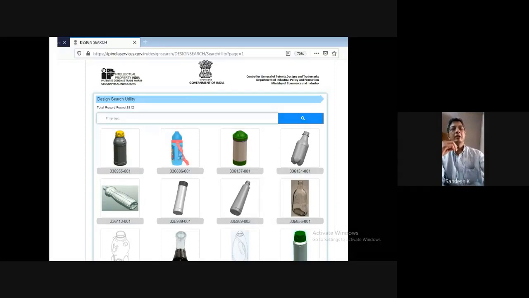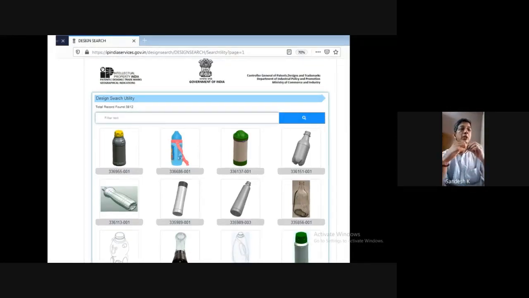Also, the IP India website will lead you to another website called ipindiaservices.gov.in. This gives most of the search engines; it is the search engine of IP India. I just gave the word "bottle", and I found this different sizes. If you go to any mall, every fruit juice bottle looks different; the color is different, the shape is different.